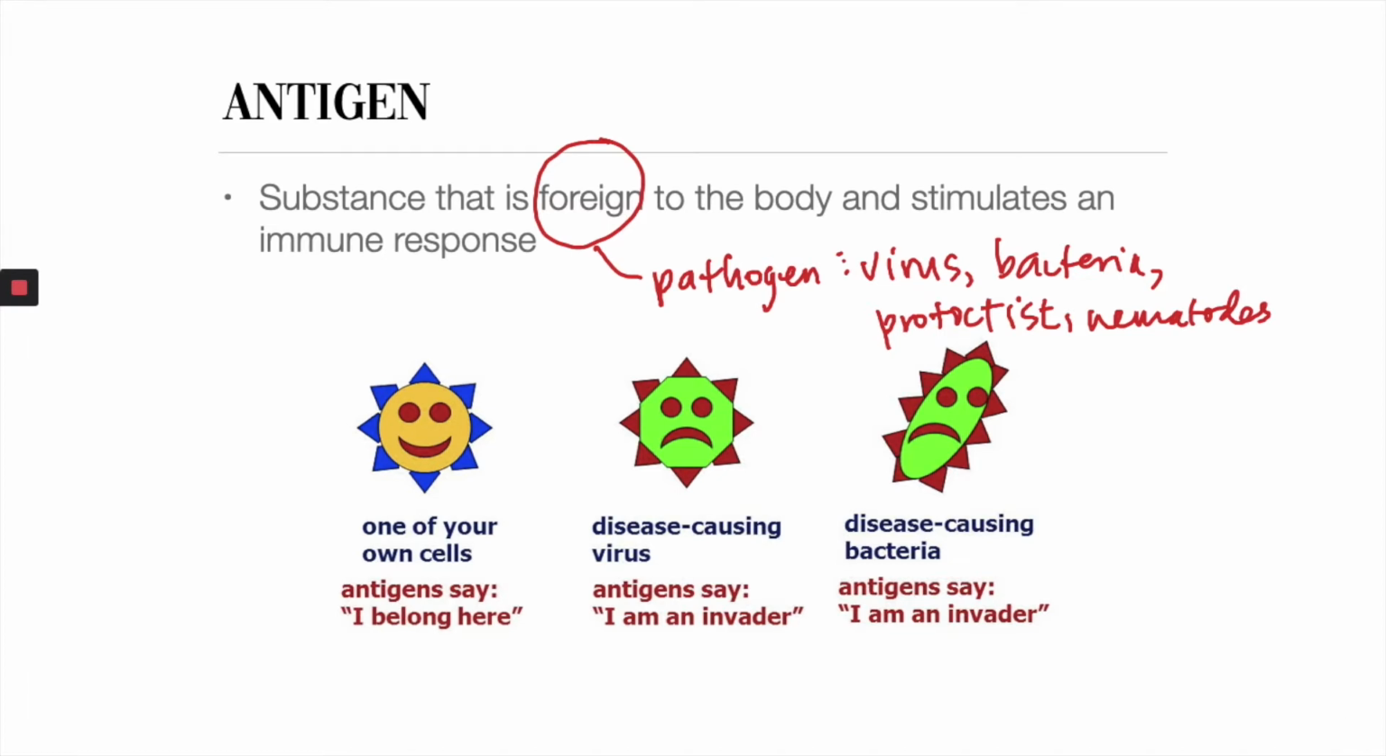So in the image here, let's have this one. Our own body cells have antigens that say that I belong here. And for that purpose, it does the self-immune response. Therefore, this one will not be attacked. But for this disease-causing virus, their antigen is not familiar, says that it does not belong to our body. Therefore, your body will see it as an invader. And the same goes for bacteria.